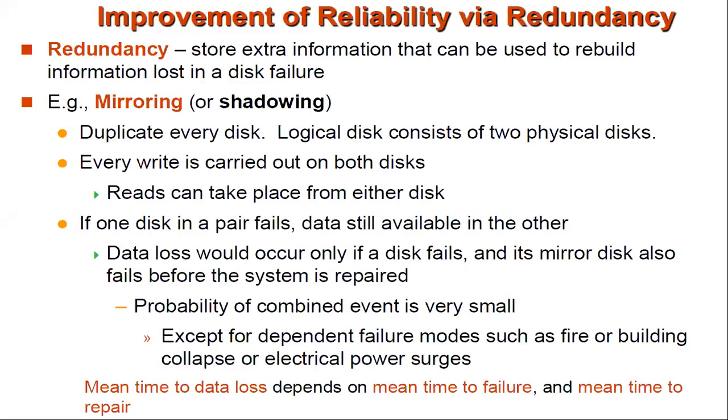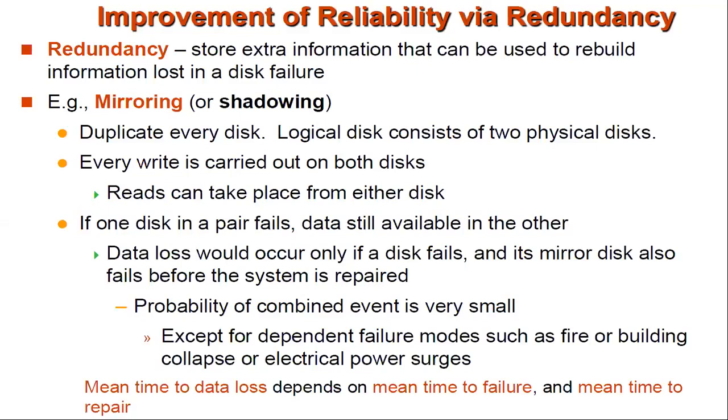If one particular disk got corrupted or failed for any reason, or the disk is not accessible, you will still be able to get your data from the other disk. So this is one method of achieving reliability, that is redundancy. Duplicate every disk, so a logical disk consists of 2 physical disks. In this idea, you are going to save the entire data in 2 different disks.